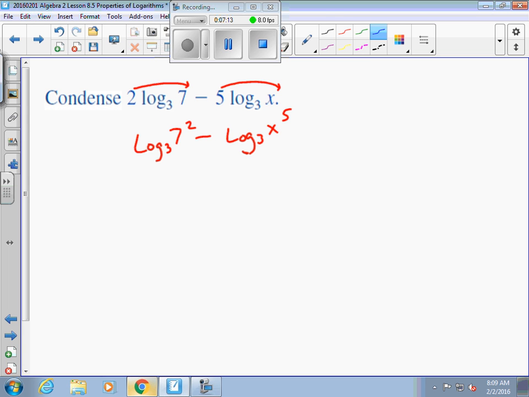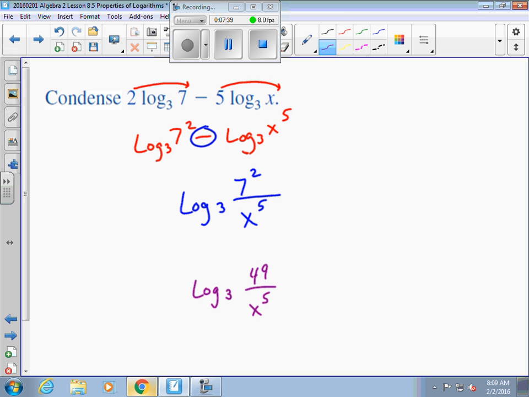Then remember, subtraction pairs with division. So make it say log base 3 of 7 squared divided by x to the 5th. And there's one more thing you can do. You can simplify 7 squared. So you're left with log base 3 of 49 over x to the 5th. And there's nothing else we can do with this problem. That's condensing as far as we can go since we don't know what x to the 5th is or what x itself is.